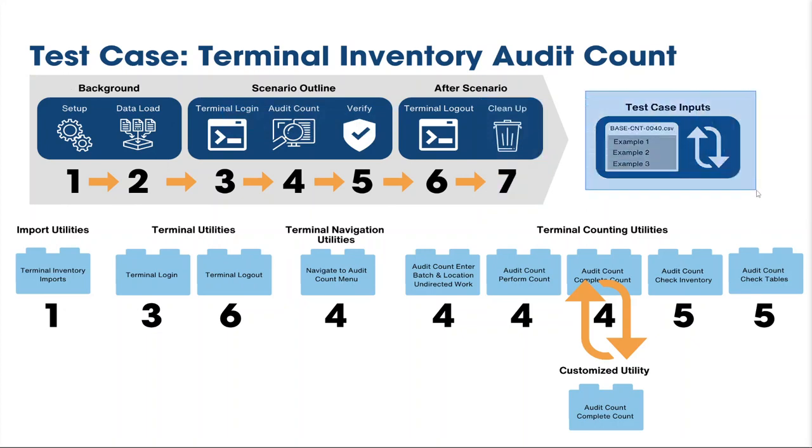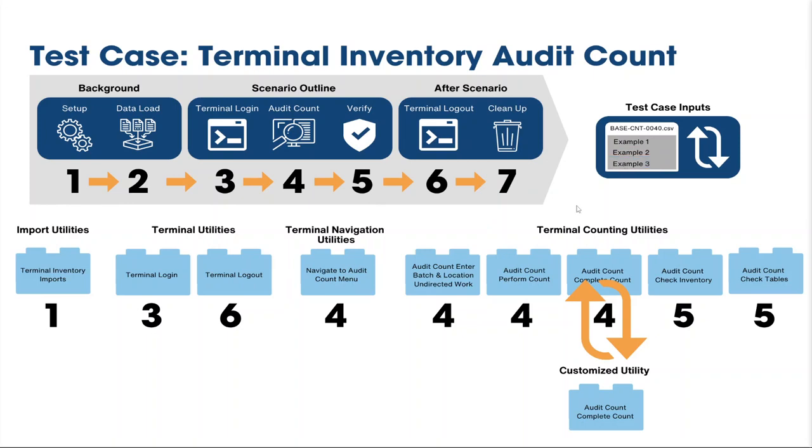In the library, these test case inputs are in a CSV file called basecount40.csv. Each row in this CSV file represents an independent execution of the test case with differing data permutations, also known as examples. The first example in the CSV could represent a perfect audit count. The second example could represent an overage. There is more inventory than expected. The third example could represent a shortage. There is less inventory than expected.